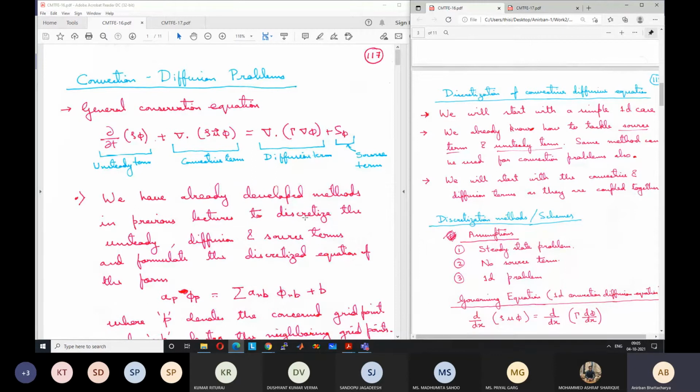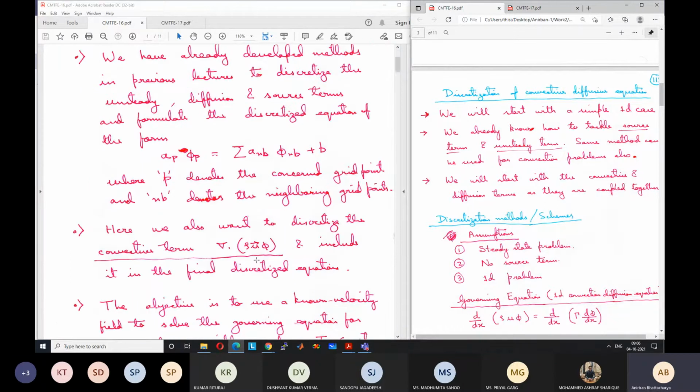So let us continue. Okay, can you see the notes? Yes, sir. Okay. So we had just started discussing convection diffusion problems, and we want to see how to discretize a general convection diffusion problem. We had noted in the previous class that a typical convection diffusion problem will have four terms: the unsteady term, the convective term, the diffusive term, and the source term.